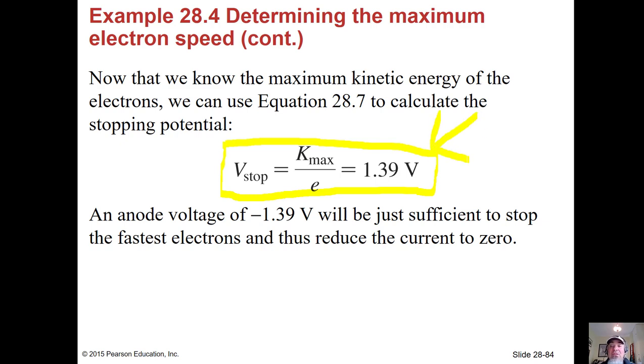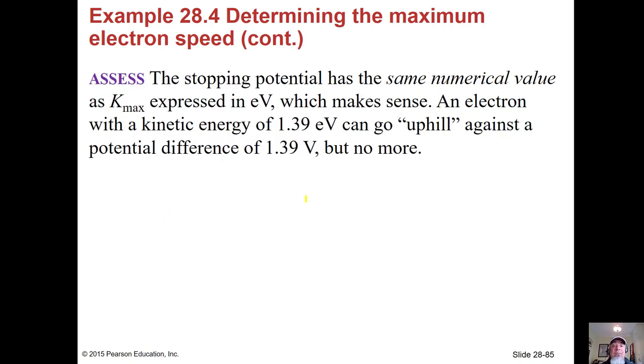If you're not comfortable with that, just keep it in joules. Use the charge as 1.6 times 10 to the minus 19 coulombs, and you'll get the same exact answer. Okay, so that will stop all electrons from making it across. Okay, good. As you can see, that's a synopsis of what I said here.